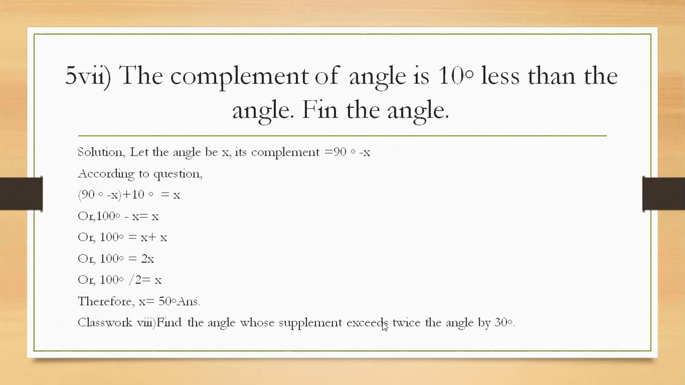Twice. Twice means 2 times. Okay. The supplement is twice the angle by 30 degrees. Then find the angle, where the supplement of x is twice the angle by 30 degrees.